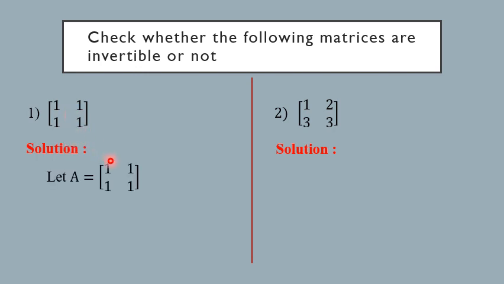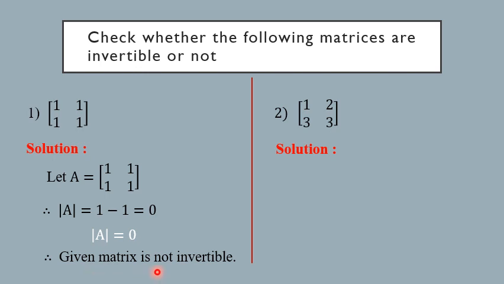So let A be equal to the given matrix, denoted by capital A. Now we find the determinant value of this matrix A. In this matrix A, these two elements are called diagonal elements and the other two are called reverse diagonal elements. To find the determinant value of A, we take the multiplication of the diagonal elements minus the multiplication of the reverse diagonal elements. So here 1 into 1 is 1, minus 1 into 1 is 1, that is equal to 0. As determinant A is equal to 0, this matrix A is singular. But for an inverse, the matrix should be non-singular. That means the given matrix is not inversible.